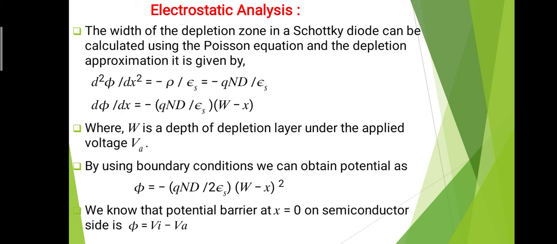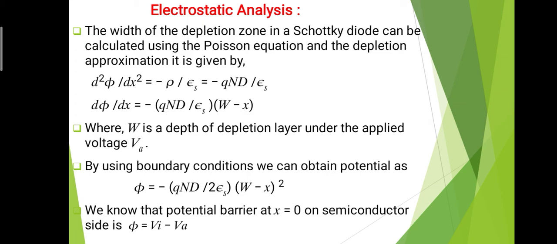Now after integrating we get the equation, that is d phi by dx is equal to minus q N D divided by epsilon s into (W minus x). We know that the integration of dx is nothing but x, but here instead of x we have W minus x, where W is the width of the depletion layer under the applied voltage, that is Va.